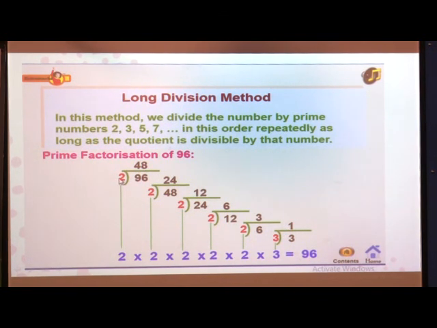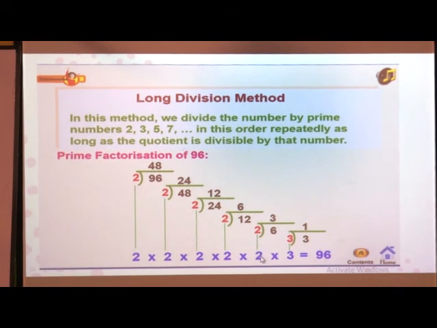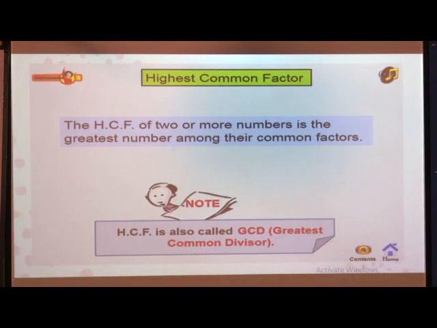Now we have to take all the factors by which we have divided the number. So, the first is 2, then 2, 2, 2, 2 and 3. When we multiply all these numbers, we get 96. Now, we are going to see about the highest common factor.